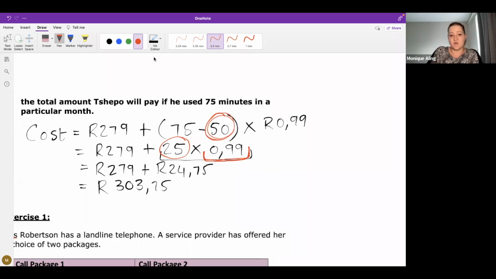Always put the rand sign in. I just always teach all my learners to put the rand sign in and always to have 2 decimal places. Rather be safe than sorry.